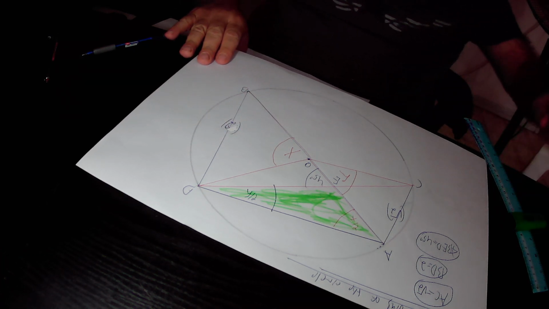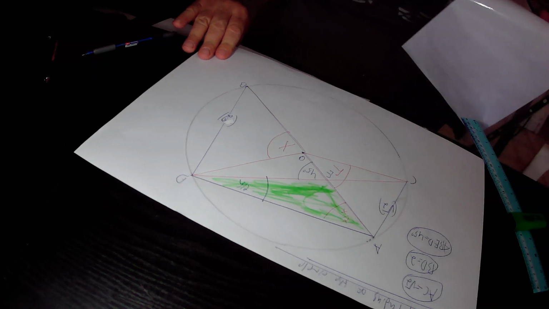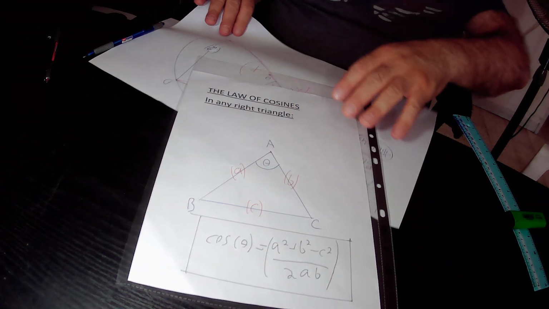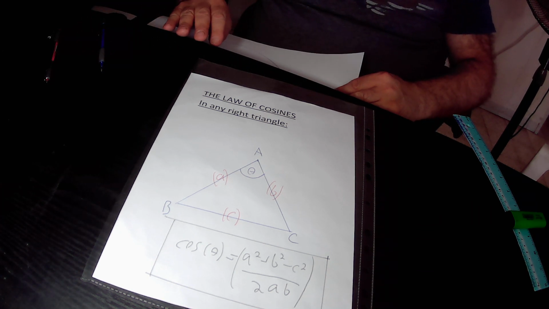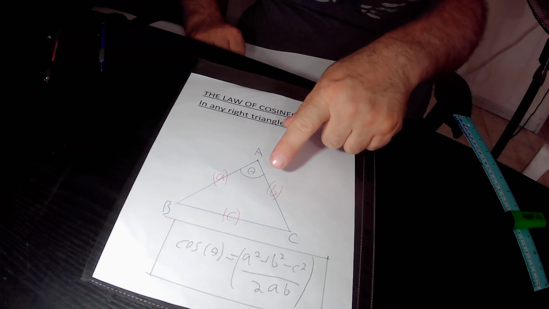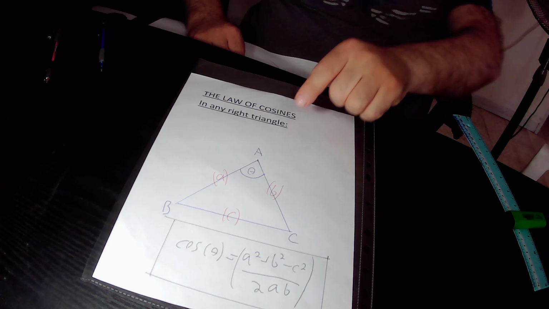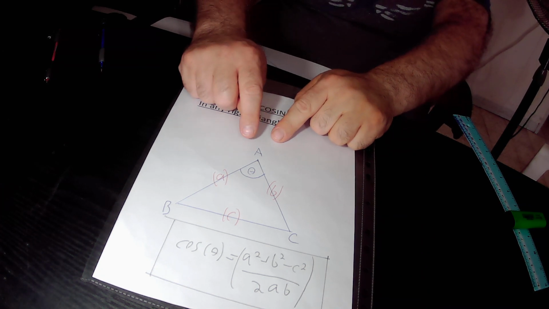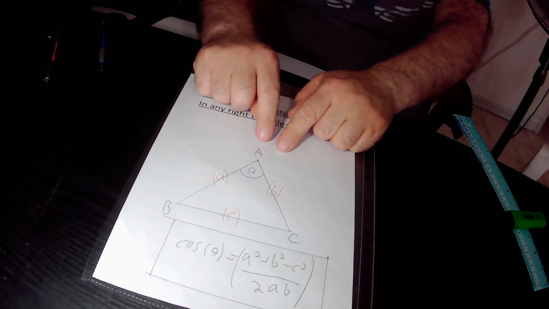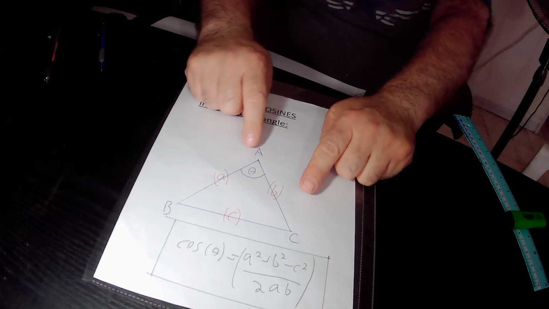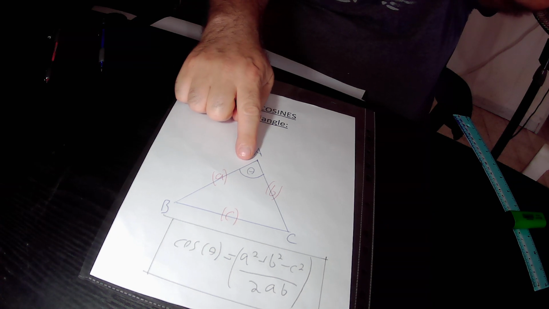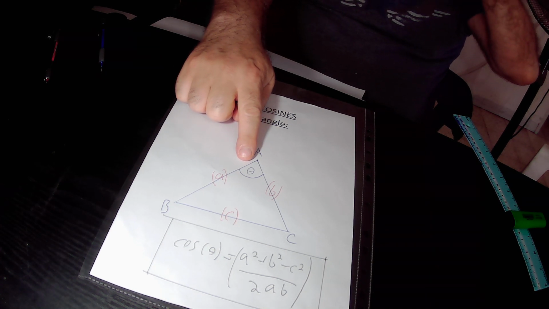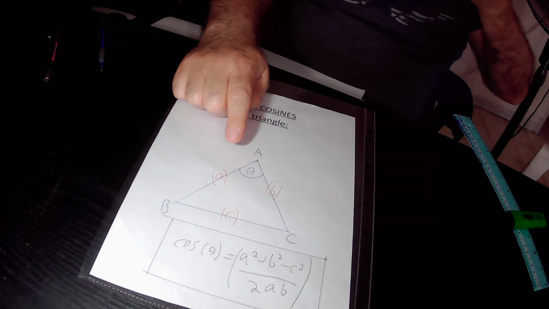According to the law of cosines, first of all, the law of cosines is true in any triangle. So this is triangle ABC, that could be any triangle. The side AB is A, side AC equals B units in its length, and side BC equals C units in its length. This is angle BAC. The size of angle BAC is theta.